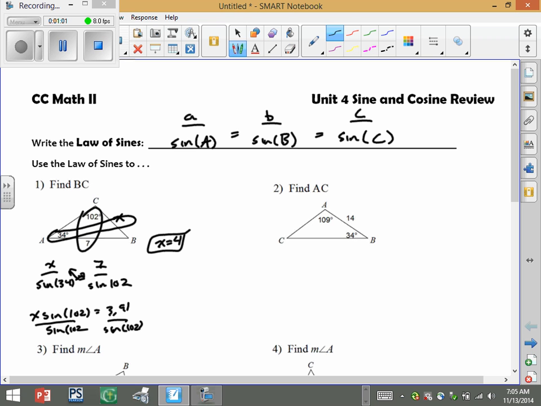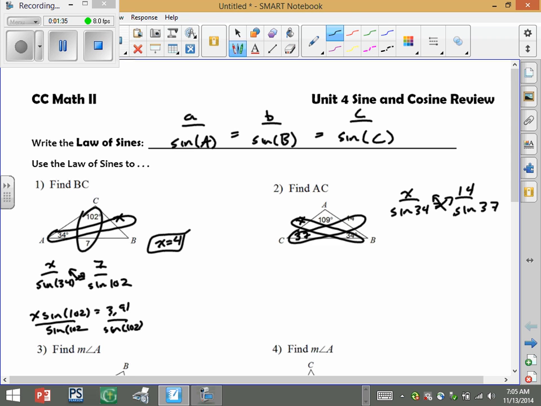Find AC. So there's AC, X. So we're actually missing the angle we need with 14. However, if we do a quick calculation, 109 plus 34, that's 143. 180 minus 143 means that this angle right here is 37. And now we can go ahead and finish our pattern for law of sines. So we've got X over the sine of 34 equals 14 over the sine of 37.